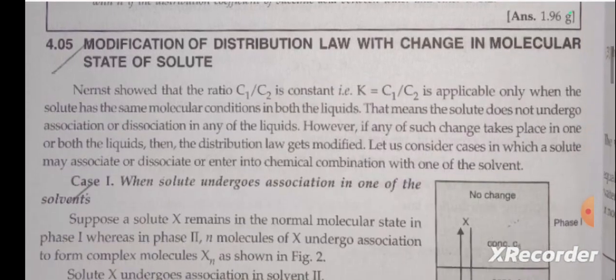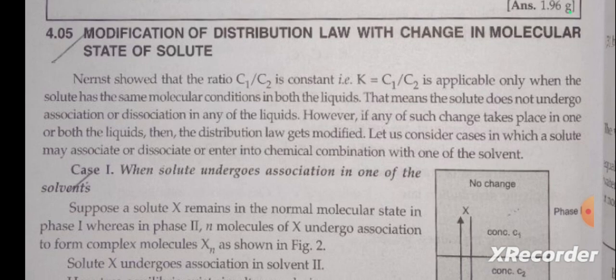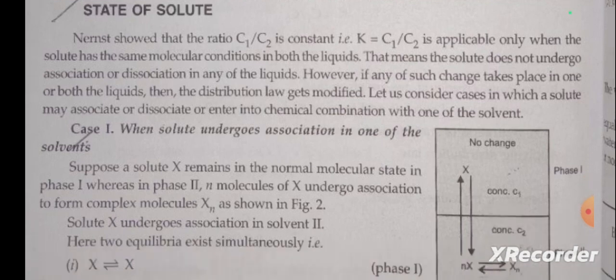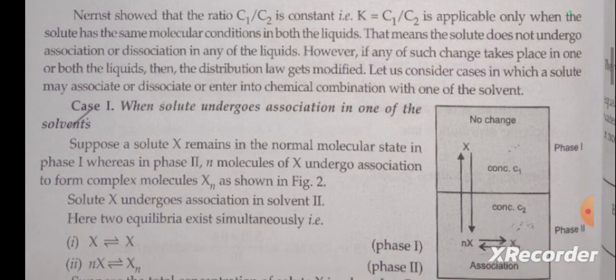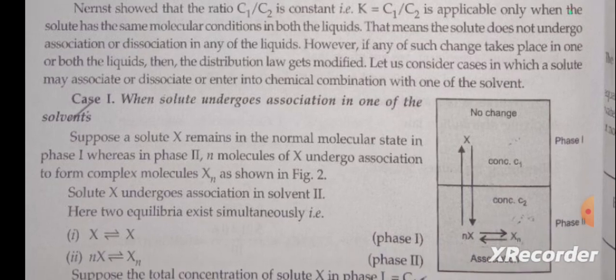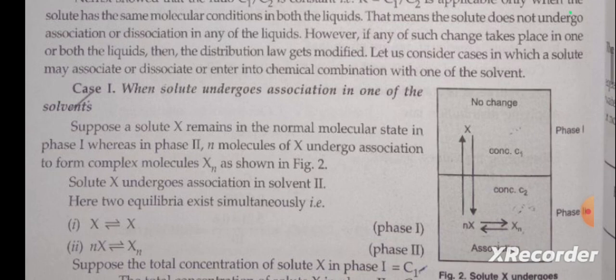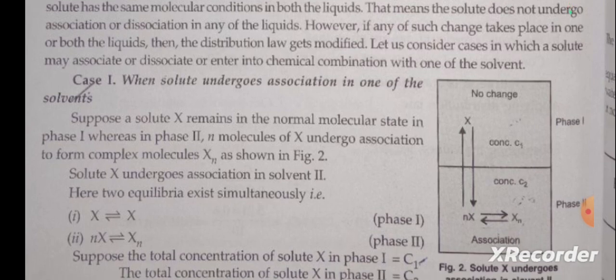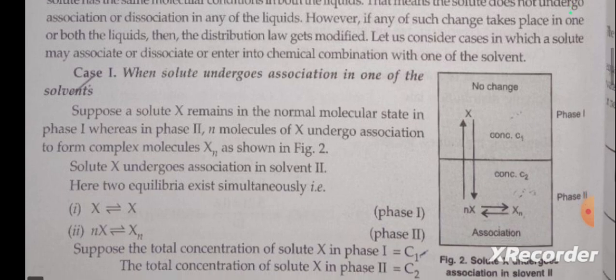Modification of the distribution law with a change in the molecular state of the solute. The ratio C1 by C2 is constant only when the solute has the same molecular condition in both the liquids. That means the solute does not undergo association or dissociation in any of the liquids. However, if any change takes place in one or both of the liquids, then the distribution law gets modified.